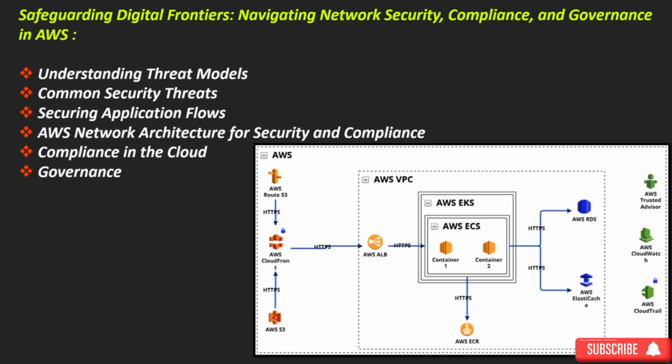So in conclusion, in the ever-evolving landscape of digital business and connectivity, network security, compliance, and governance stand as the guardians of sensitive information. Implementing and maintaining network features to meet the security and the compliance needs is a multifaceted challenge. But with a solid understanding of the threat models, common security threats, application flows, and AWS network architecture, organizations can build a resilient defense against the ever-present cyber threats.